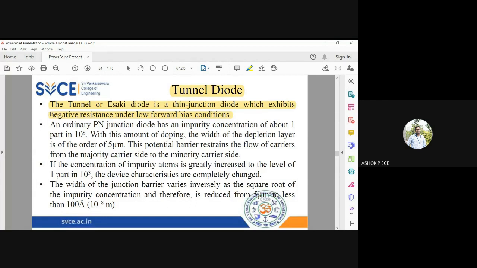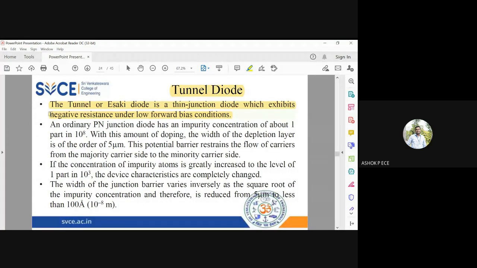So what does negative resistance mean? By Ohm's law, V is proportional to I, so you write V is equal to IR. When voltage increases, current also increases as per Ohm's law. But when you consider these negative resistance devices, when voltage increases, the current decreases. Or the reverse, when current increases, the voltage decreases. So the property is inverse. So they exhibit a property called negative resistance.